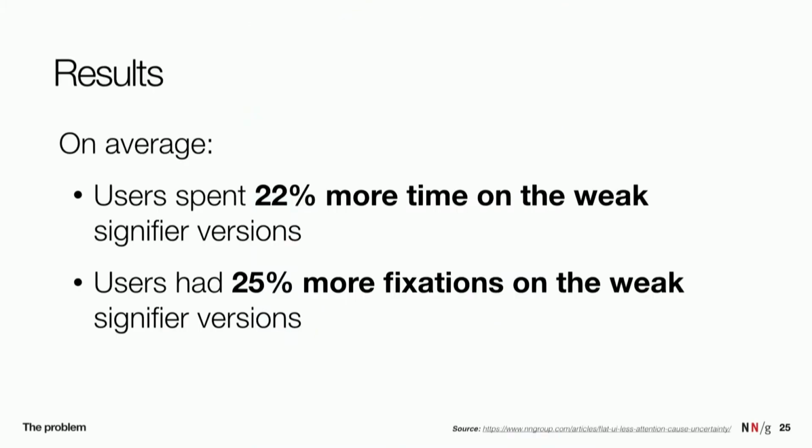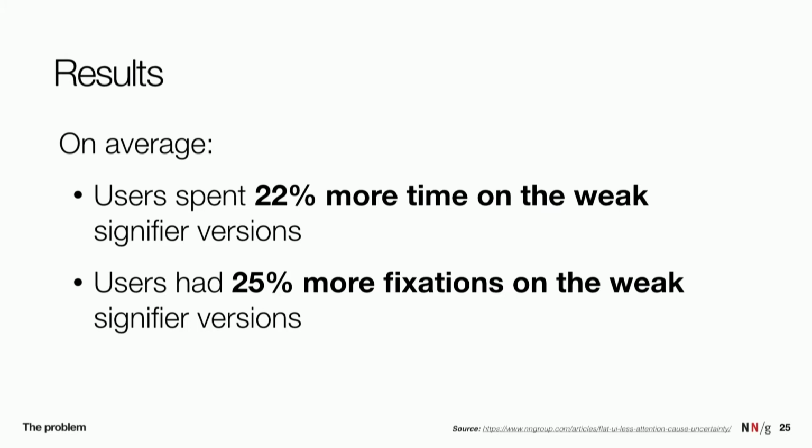And so when we were analyzing our results from this study, we looked at those visualizations that were produced as well as some metrics for the gaze data. And we found that people spent more time looking at the weak signifier pages, those flat pages, and they had to look at more elements on the page. They had to look around the page more while they were trying to do these tasks.